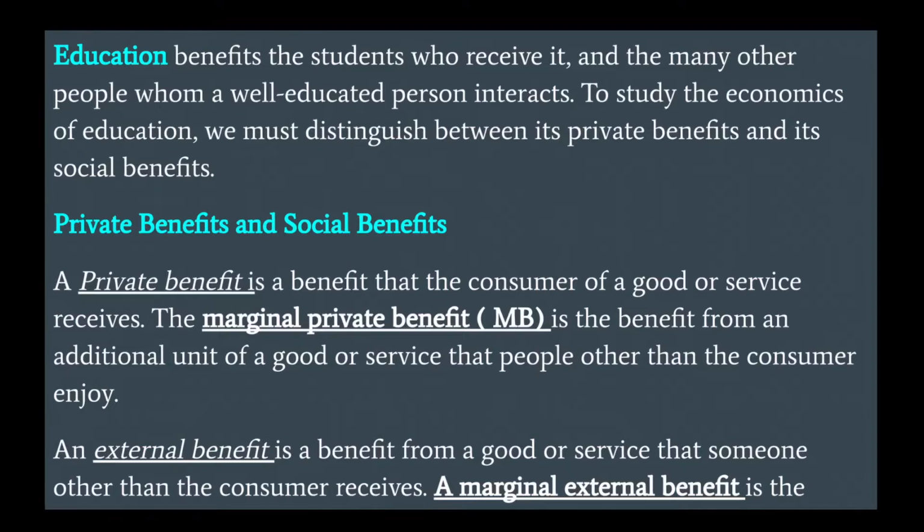Private benefits and social benefits. A private benefit is a benefit that the consumer of a good or service receives. The marginal private benefit is the benefit from an additional unit of a good or service that the consumer receives. An external benefit is a benefit from a good or service that someone other than the consumer receives.